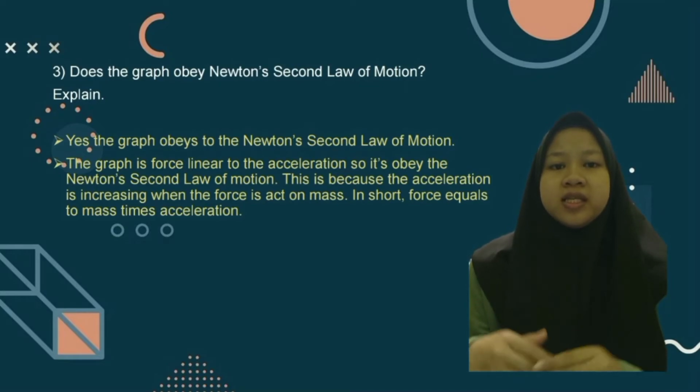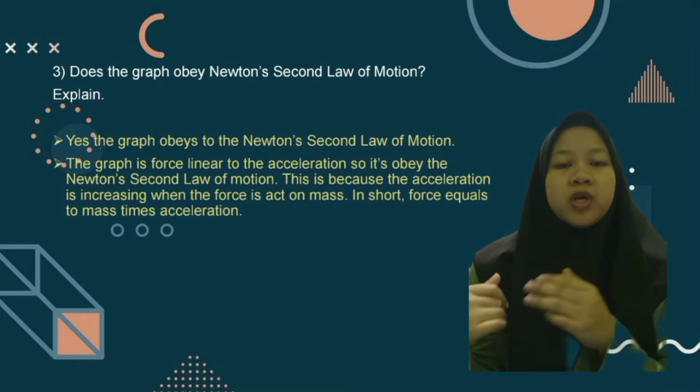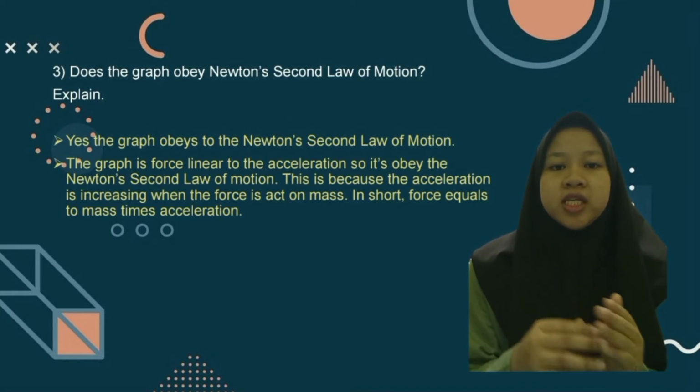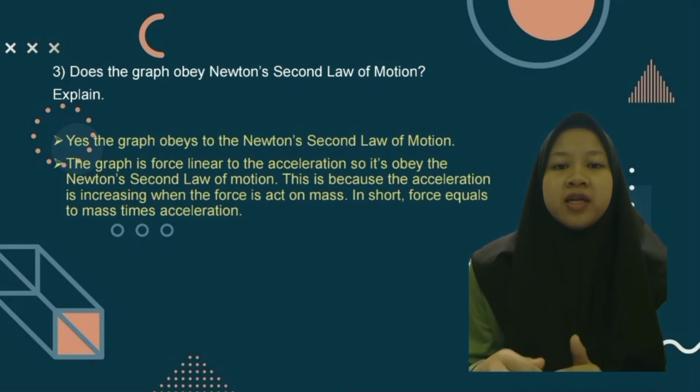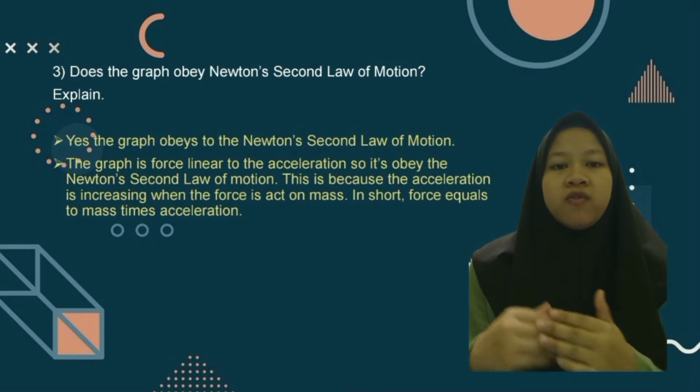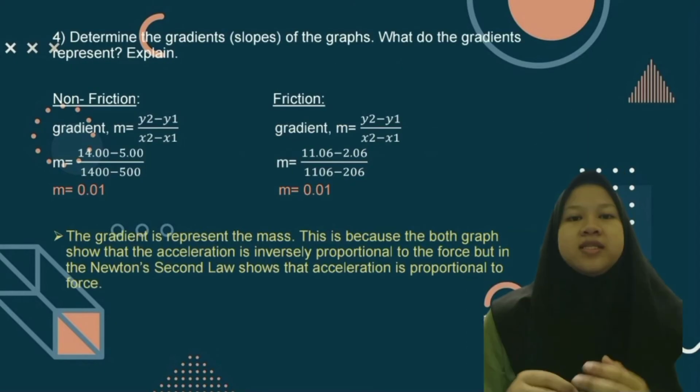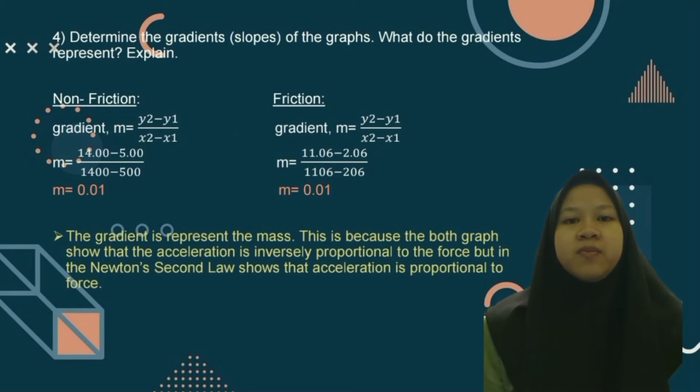The second analysis is, does the graph obey Newton's second law? Yes, because the graph shows acceleration linear to the force, so the acceleration increases when the force acts on mass. This is what the gradient represents in the graph. The gradient represents the mass. It is shown in both graphs that acceleration is inversely proportional to force. But Newton's second law tells us that acceleration is proportional to force.